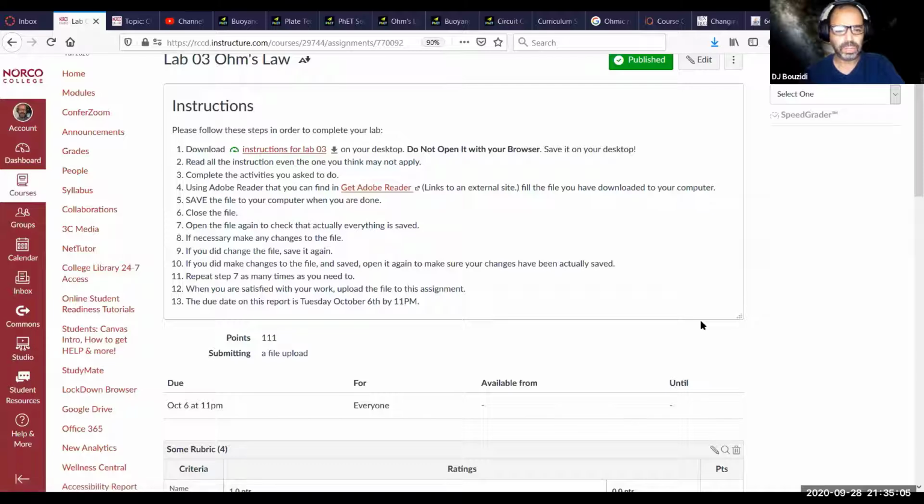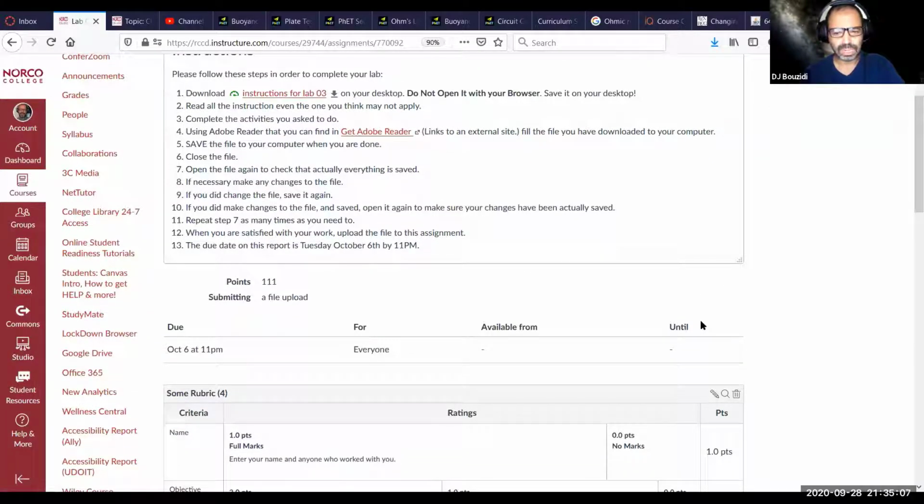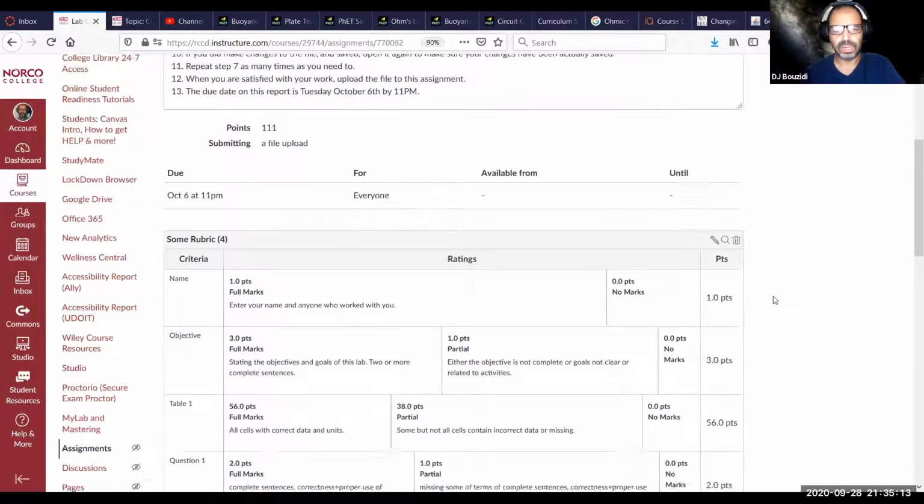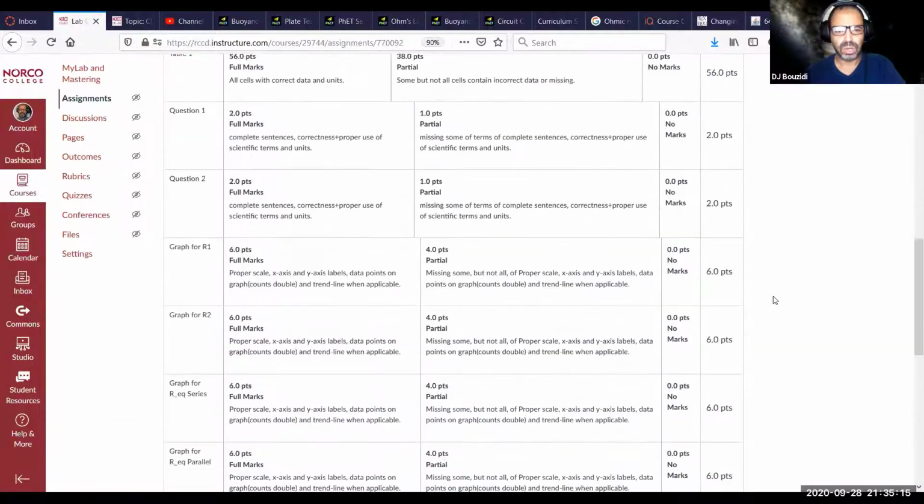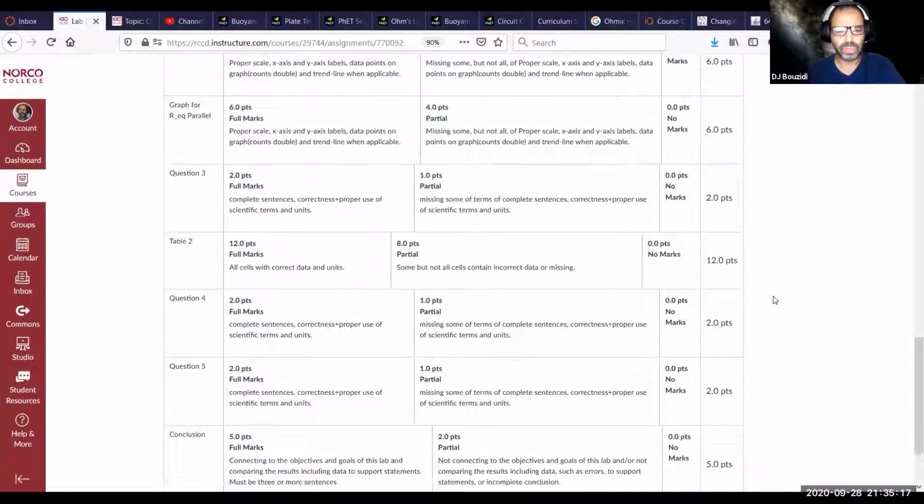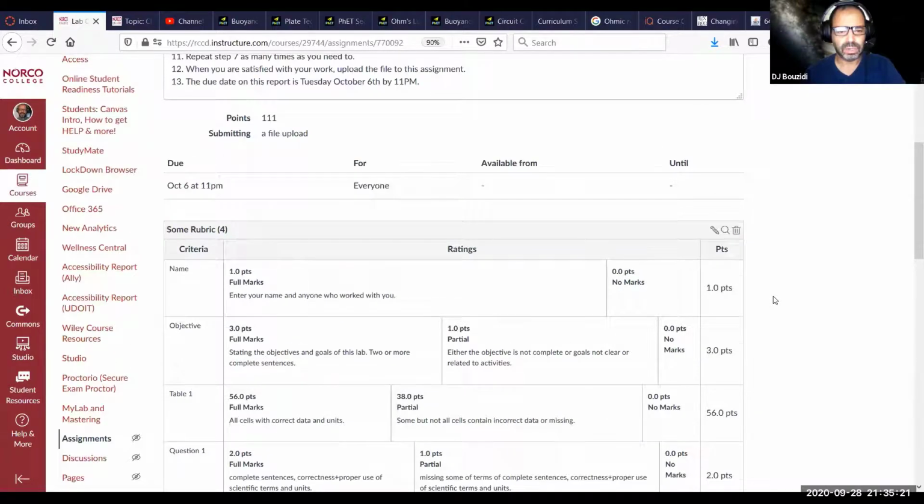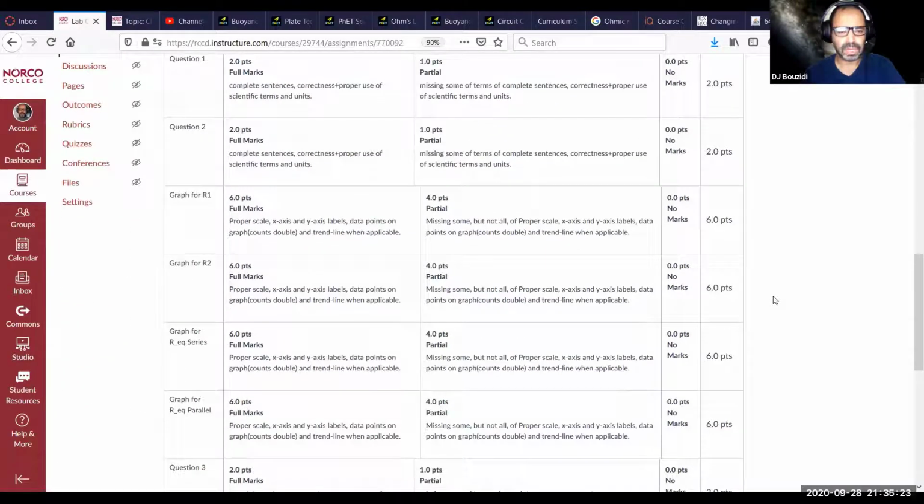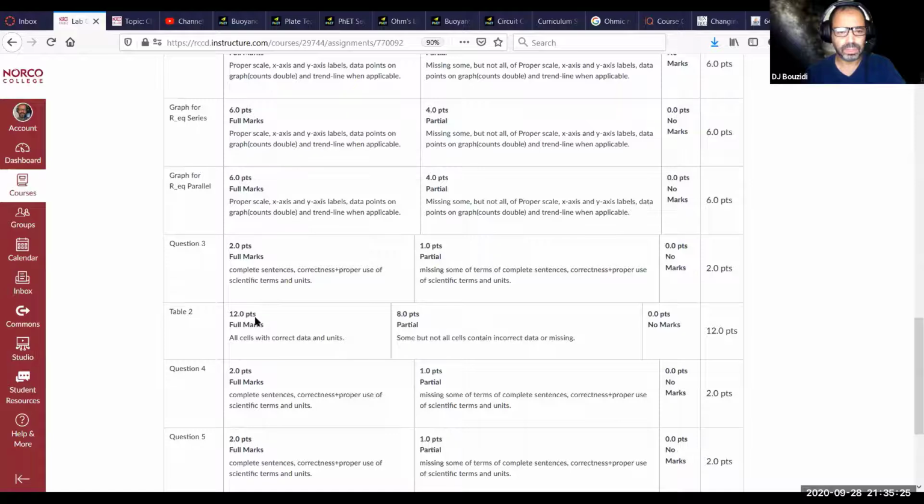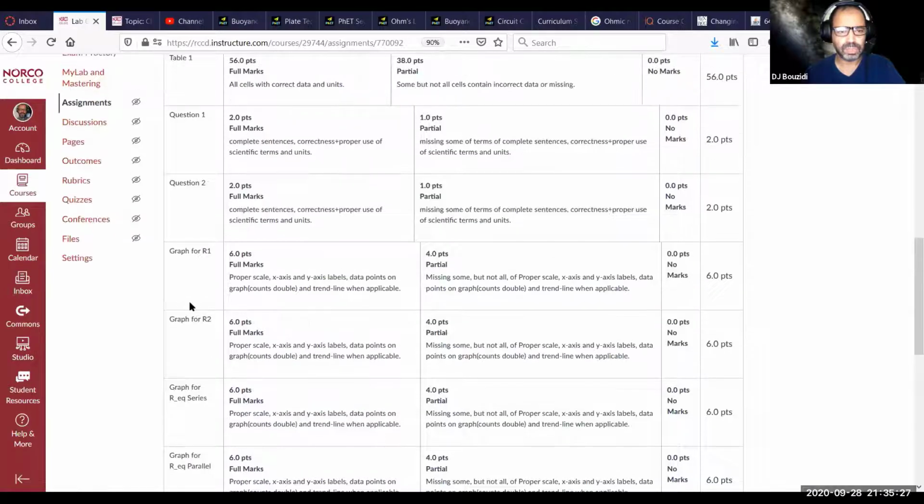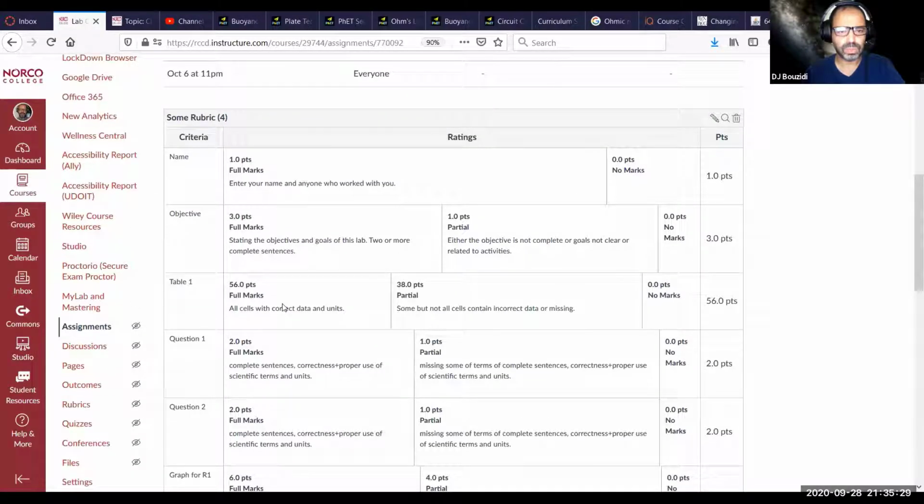And very important, and that's why I'm in here actually, is to look at the rubric. It tells you exactly how this is going to be graded. So you need to know what to do to get the full mark in here, okay? There are only a couple of tables in this lab. There is table 2, which is worth 12 points, and table 1, which is worth 56 points. That's the biggest part of your grade.